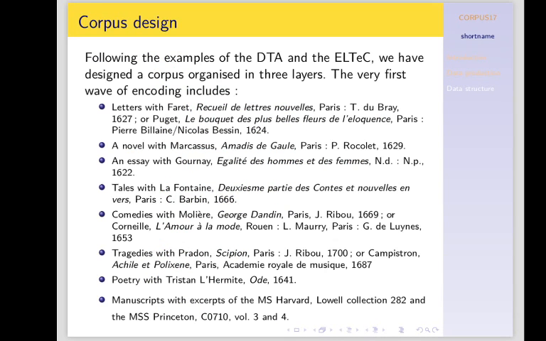So now that we have a system, we need text. And we have decided to select a certain amount of texts that are all very different. We can see here tragedies, comedies, tales, essays, novels, letters, a bit of manuscript, some poetry. We have also tried to pay attention to the date so that we do not have only texts from the end of the century or the beginning of the century, etc. And these are the texts that we are currently encoding.